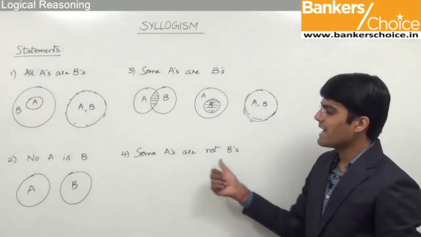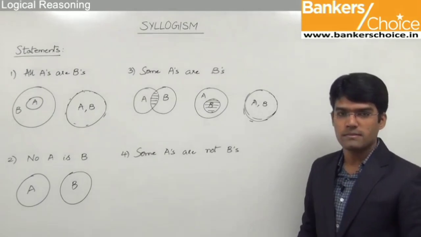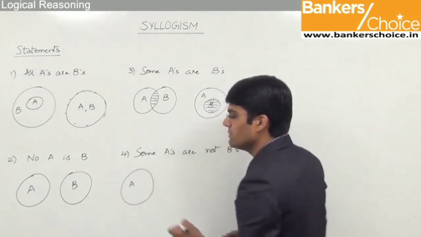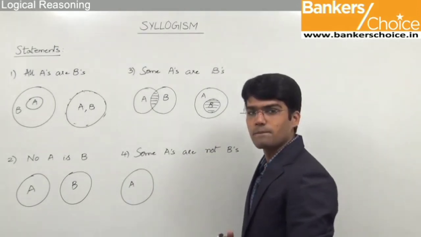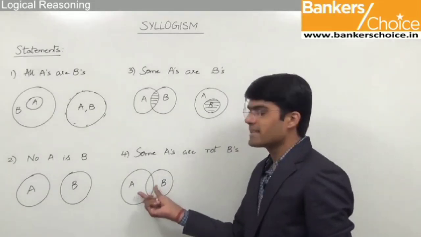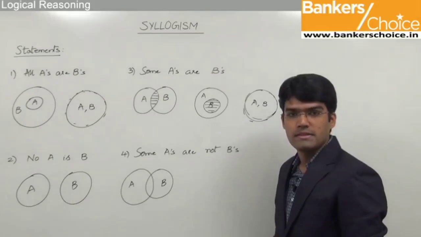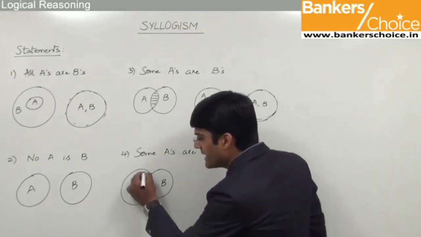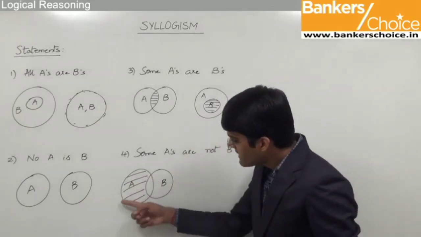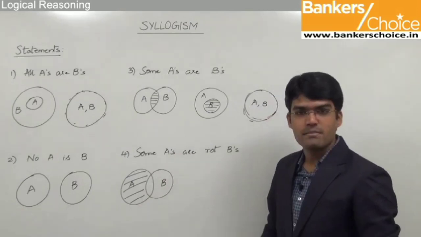Let us now look at the various diagrams which can be drawn for the fourth statement, that is some A's are not B's. The first basic diagram which we can draw here is as follows. Let us assume this is the circle which represents the set A. Now we can have another circle representing the set B which overlaps with the set A. Now as you can see here, the statement is some A's are not B's. And in this diagram, we find that these are the A's which are not a part of B. So very clearly, some A's are not B's. So this is the basic diagram for the statement some A's are not B's.